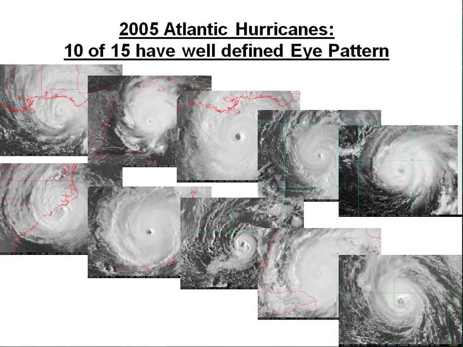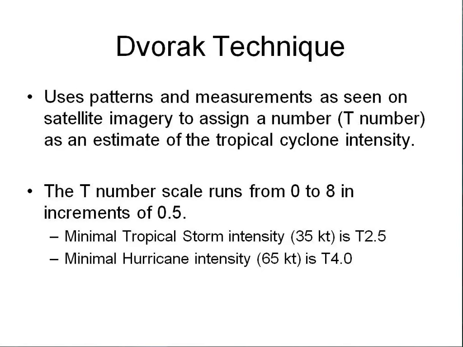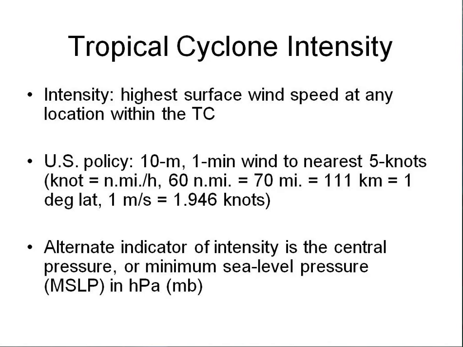This ends our discussion of the four basic patterns. Before covering the next step of the Dvorak analysis, here's a quick review of material from the introduction. We've covered center location and pattern identification. Next, we'll discuss what to look for to assign the T number. We also want to review what we mean by the term intensity.